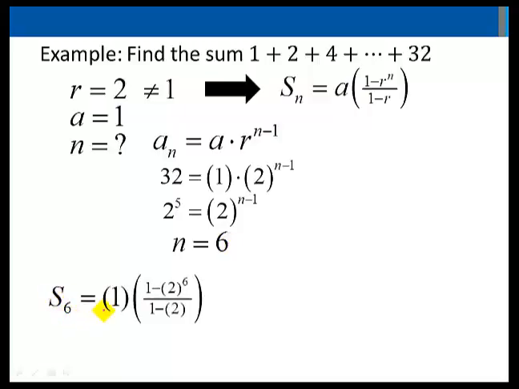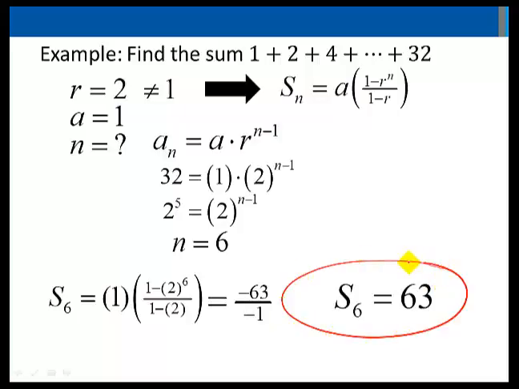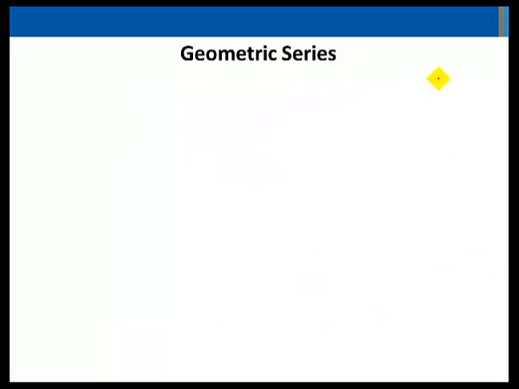So S_6 = 1(1 - 2^6)/(1 - 2). Simplified, that's equal to -63 over -1, and so S_6, the sum of the first six terms, is equal to 63.